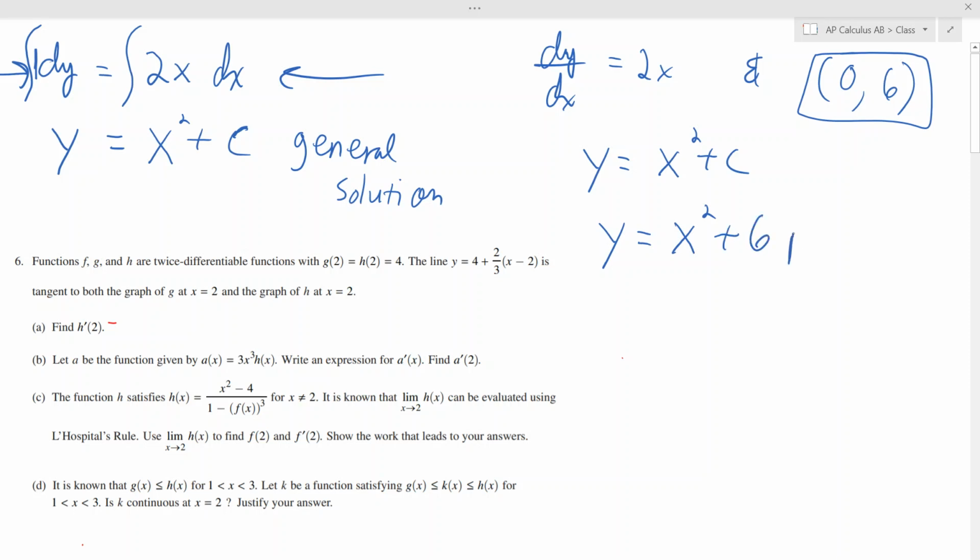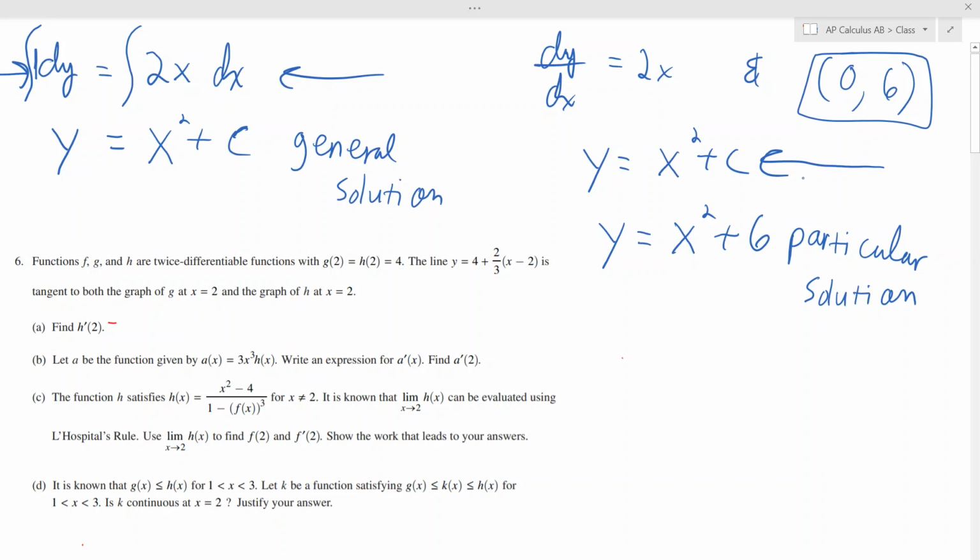And this is called the particular solution. So they might ask you to find the general solution. All that means is you don't have a point to plug in and you're not going to be able to find out what c is. Or they could ask you to find the particular solution, which means find the general solution and then use the point you were given to find c.